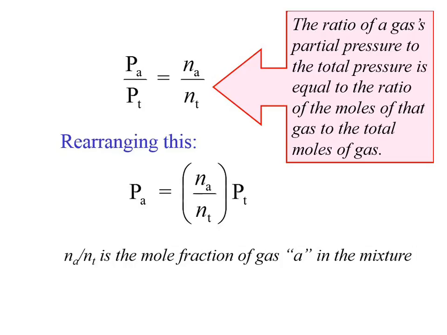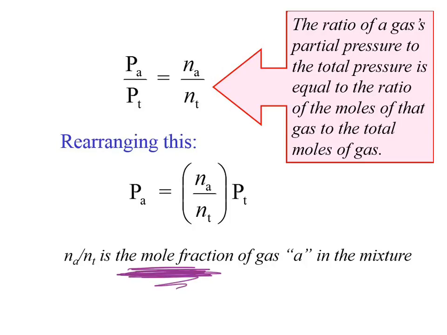Both sides times the total pressure. We get the partial pressure of A by itself, and then on the right we have the ratio of moles of A to total number of moles of gas times the total pressure. Now this is getting close to the form that we would use it in. Actually, it is the form that we would use it in. But down there at the bottom is an important way to talk about a component in a mixture.